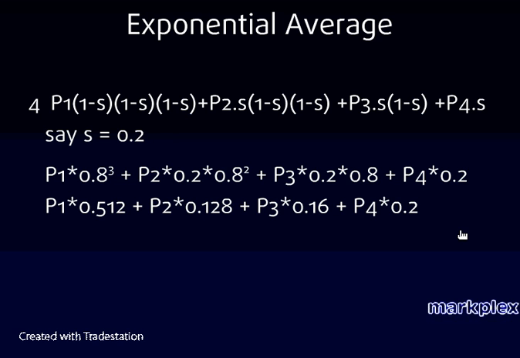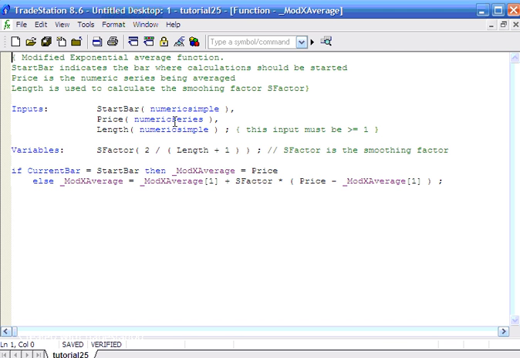So just to put in some actual values, on the fourth bar the exponential average would be equal to the price of that original bar times 0.512 plus the price of the second bar times 0.18, P3 times 0.16 and P4 times 0.2.